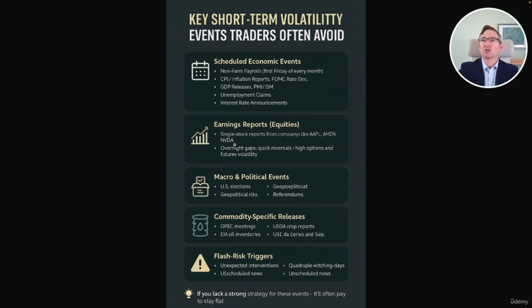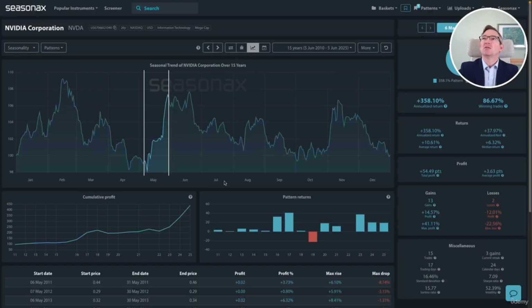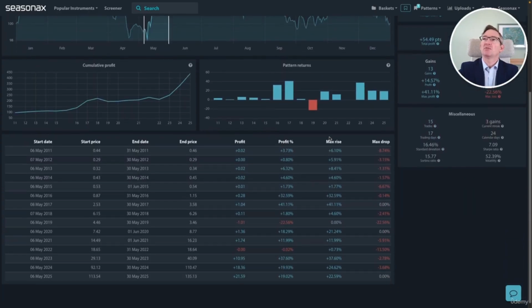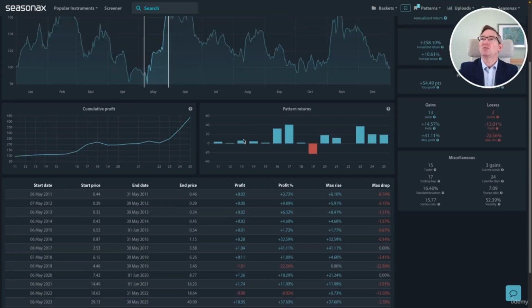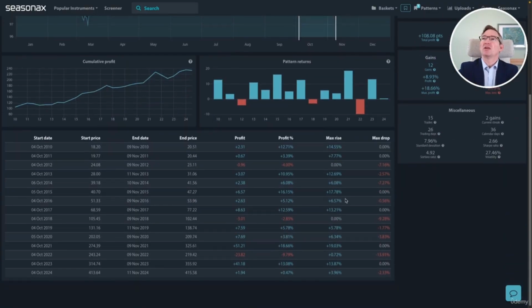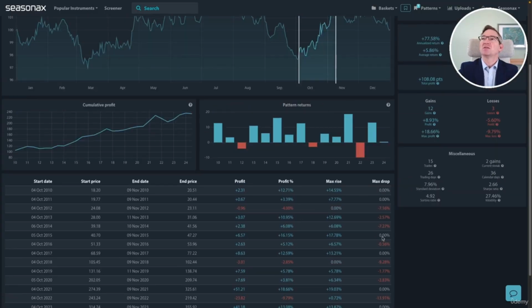If you're trading a single stock and you know that an earnings report is coming up, the overnight gaps can be huge. See NVIDIA earnings: around the earnings time, do you see how volatile those markets can be? Look at those maximum rises, 30, 40, 11%, maximum drops, 22%. Same with Microsoft around their earnings period. Look at this, maximum rise 17, 13, 19, 18, maximum falls 7, 8.